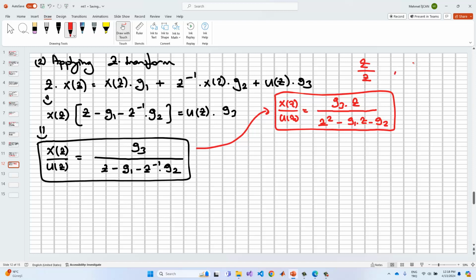Okay, or we can multiply the equation by z to the power minus 1, just like this one. X(z) over U(z) is equal to g3 times z to the power minus 1, over 1 minus g1 z to the power minus 1 minus g2 z to the power minus 2. Okay.